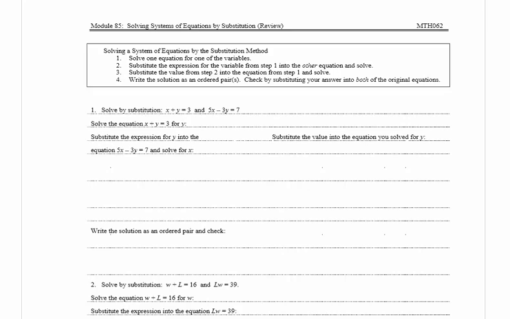3. Substitute the value from step 2 into the equation from step 1 and solve. And 4. Write the solution as an ordered pair. And then check by substituting your answer into both of the original equations.